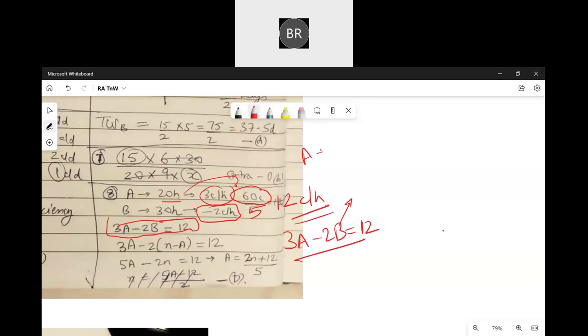Right, total pipes is n. Total number of pipes is n, with efficiencies 3 or 2 and minus 2. Here a is the number of fill pipes and b is the number of exit pipes. So b I can write as n minus a, because a plus b is n. This gives me an equation, and I will bring a in terms of b. Now everybody look at the options here.